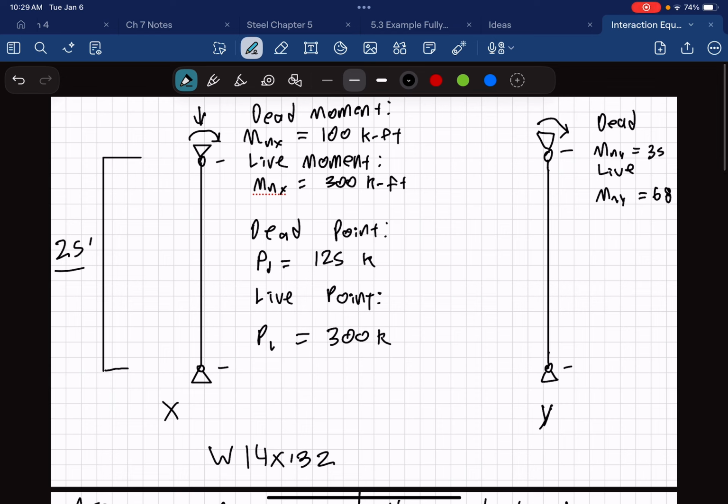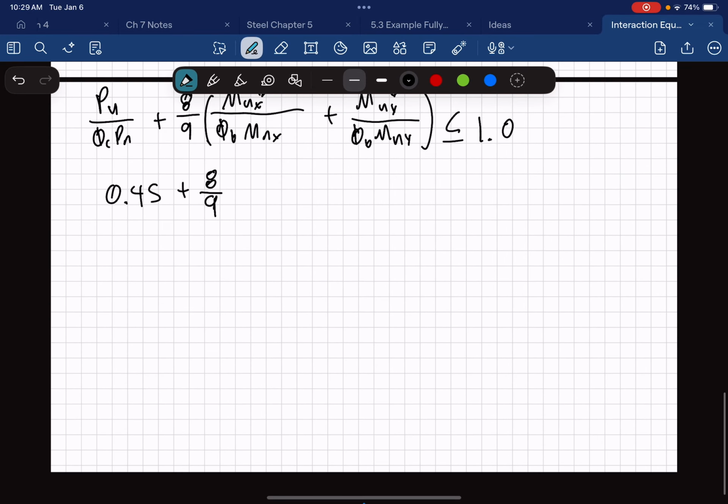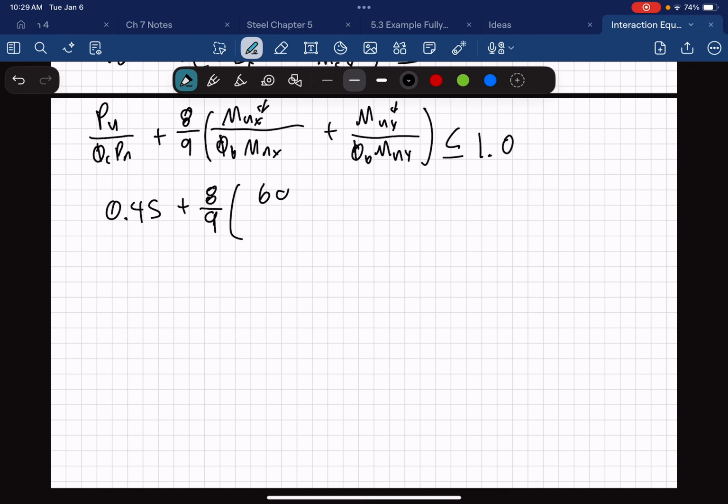If we combine these loads in the x direction, we have 1.2 times 100 plus 300 times 1.6. We're going to get 600 equals MUX. And MUY is going to be 1.2 times 35 plus 1.6 times 68. We get 150.8. So 150.8 and 600. Phi B, M, and X can also be taken from table 6-1.